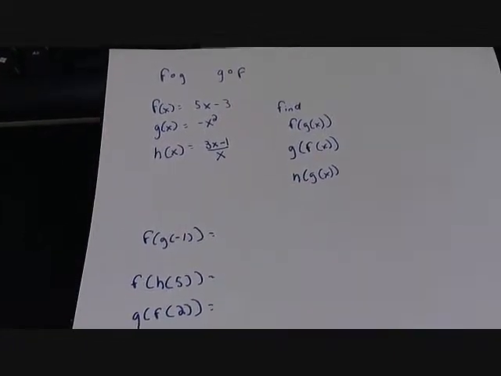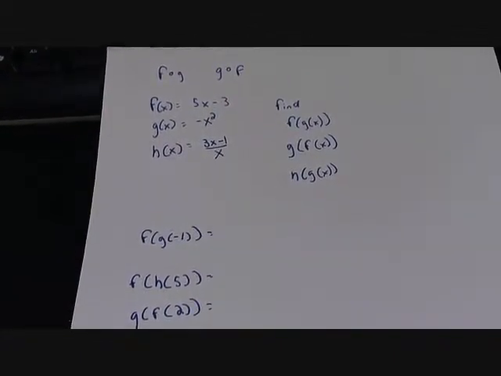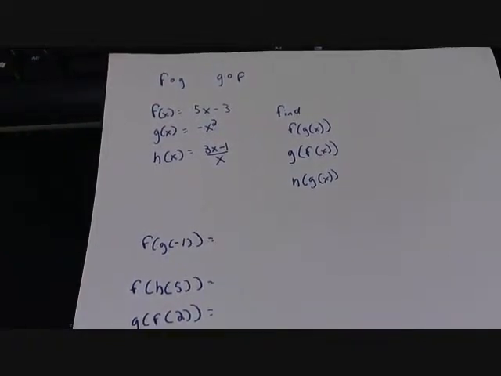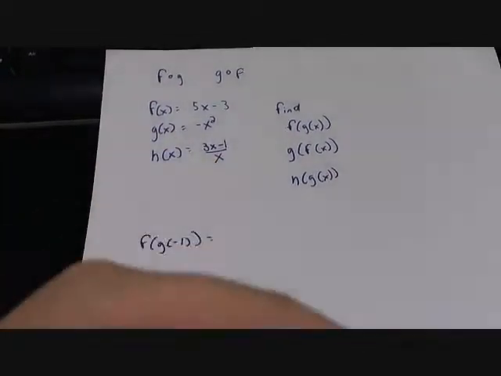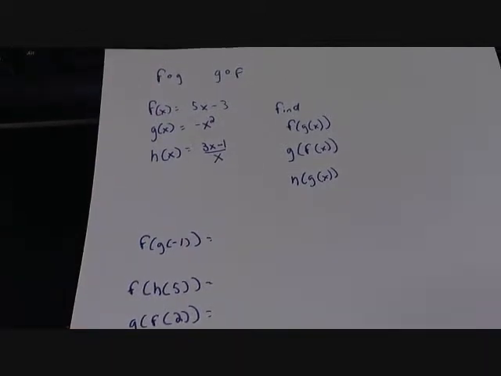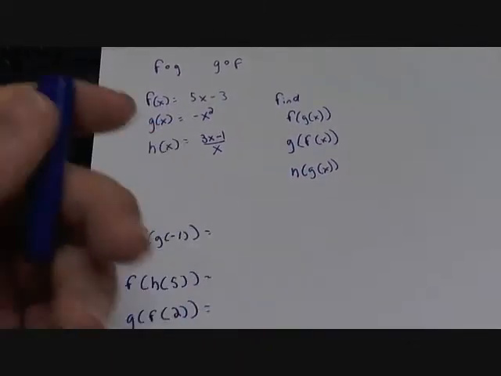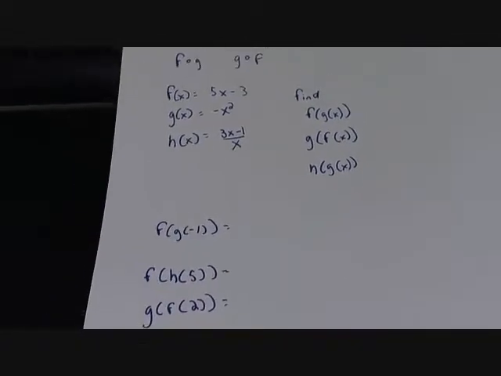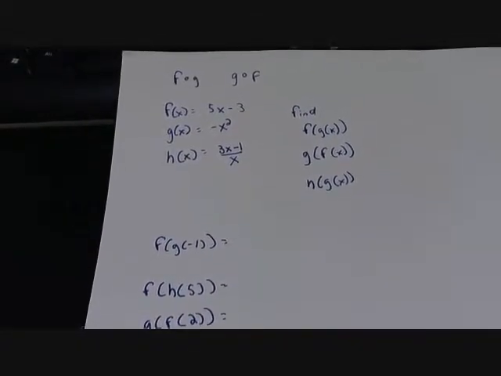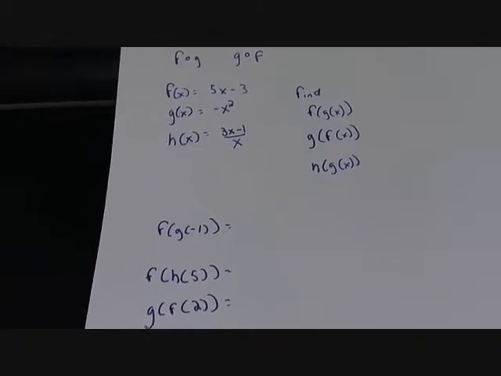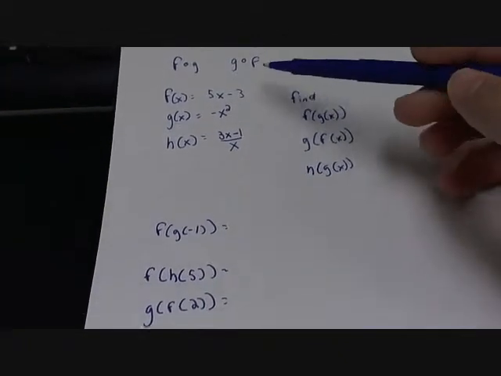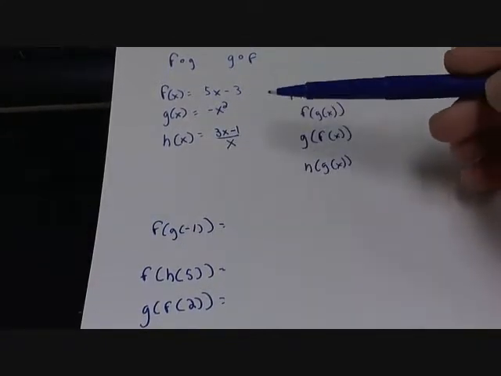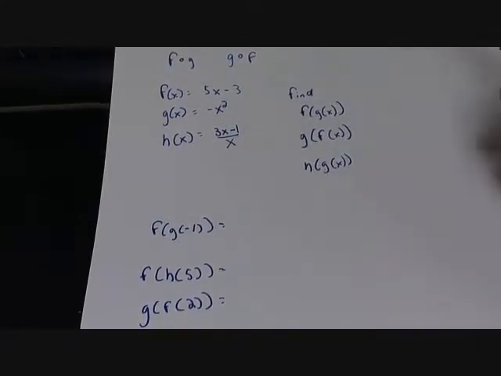All right, so some of you are having problems with f of g or g of f, where basically you have to put a function inside another function. So we're going to work a few problems out so you can see what that is. It's pretty easy. You just have to ignore all the parentheses and not get confused by what you mean, a function inside a function. So say our f of x is equal to 5x minus 3, g of x is negative x squared, and h of x is 3x minus 1 divided by x.